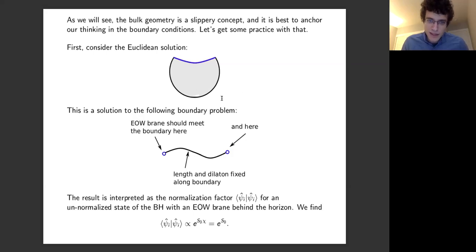Okay, so the actual value for the path integral, the JT gravity path integral on this space here, gets interpreted as the normalization factor, psi I hat, inner product psi I hat, for an unnormalized state of the black hole with an end of the world brane behind the horizon.